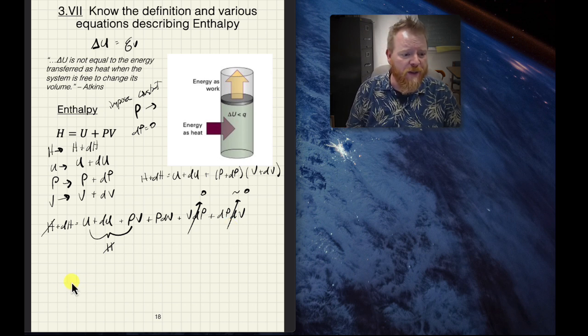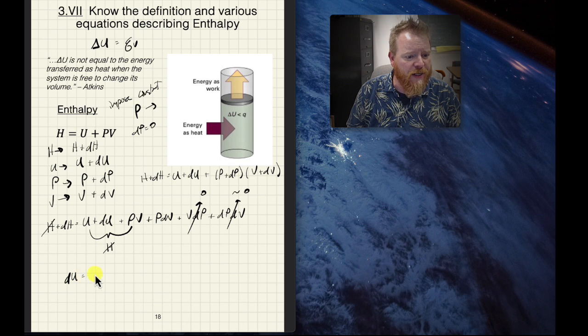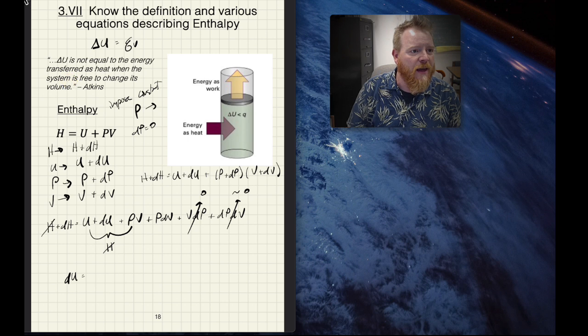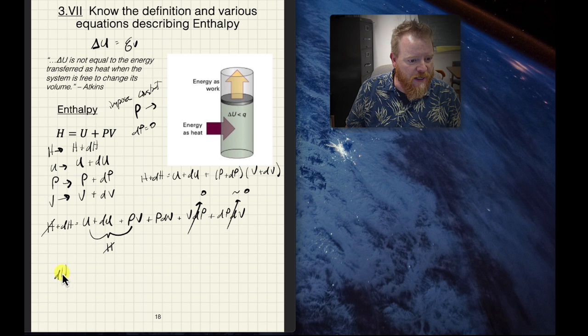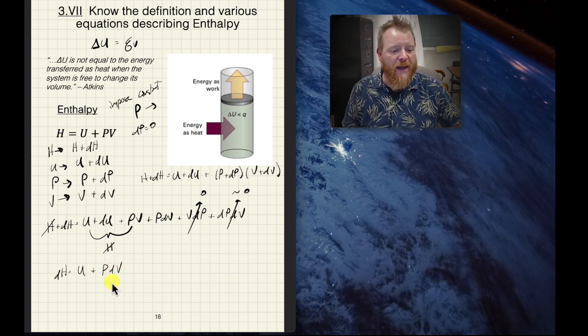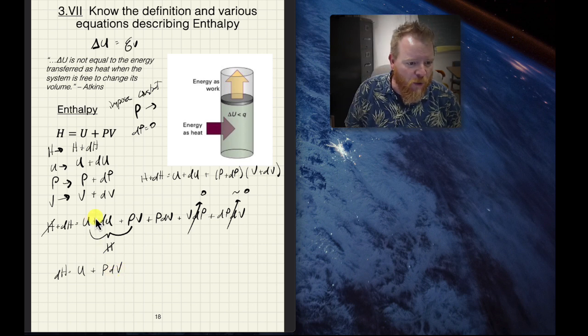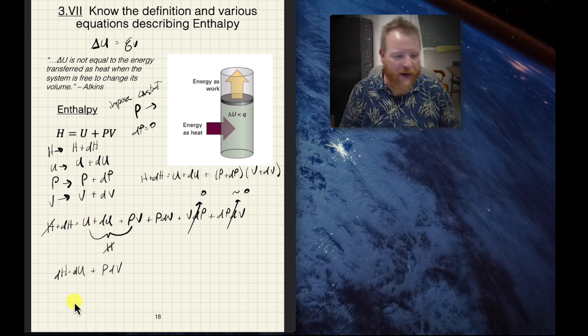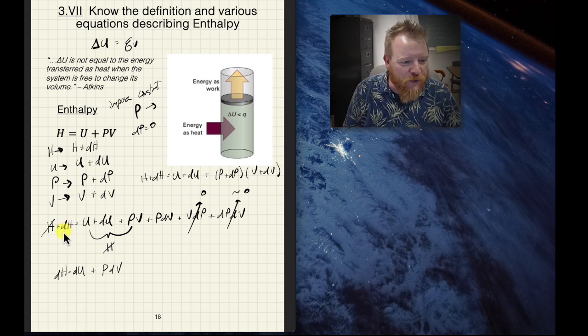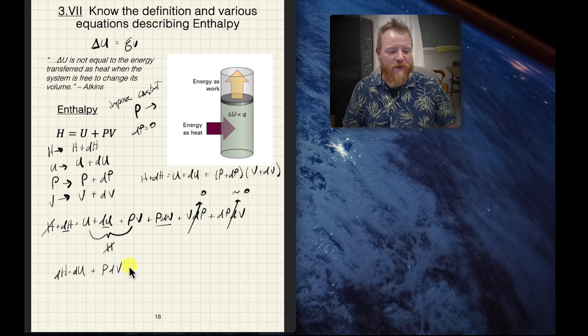What we are left with is the following: dH equals dU plus P dV. I wrote U, but remember U plus PV was canceled out, so that's dU. Apologies. I'm not going to re-record, I'm just going to keep going with it. So dH, dU, and P dV, that's everything that we had left.